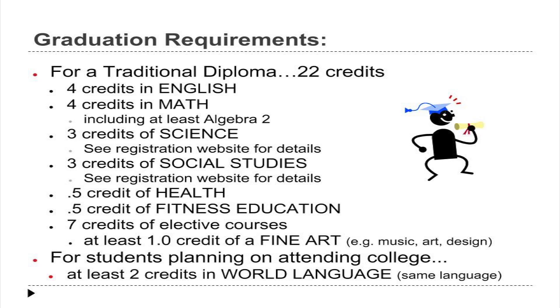There are a few important steps to keep in mind when choosing your classes for next school year. The first step is knowing the end goal, which is graduation. For a traditional diploma, you need to earn 22 credits.